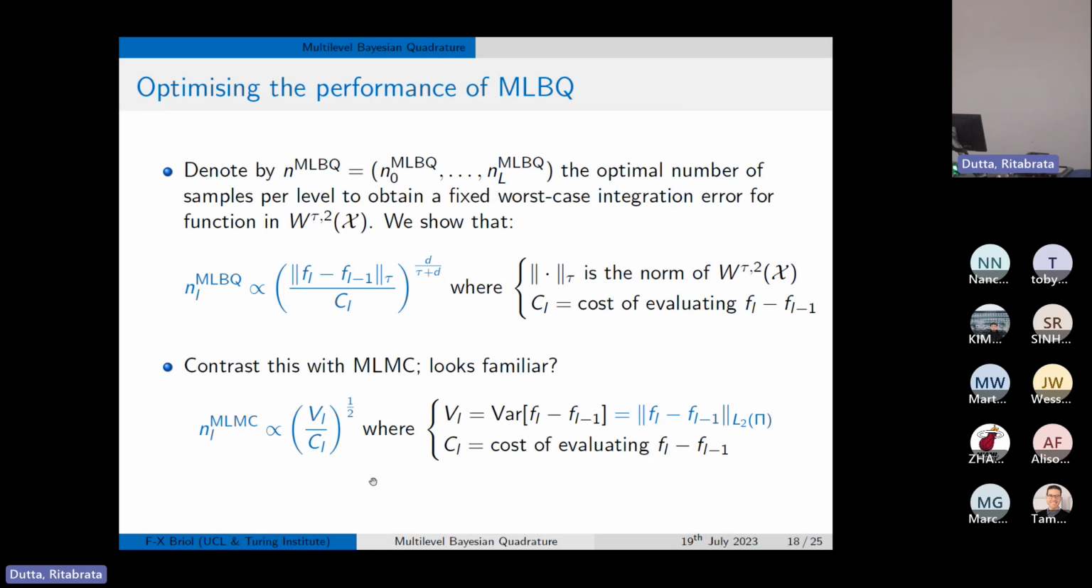So this was a multi-level Monte Carlo result. Essentially, I still have this CL at the bottom. I have a slightly different way of measuring regularity. And in fact, the variance, you can just write it also as a norm. It's just a norm in L2 as opposed to the Sobolev norm, and a slightly different coefficient. But again, there's a way of determining how to allocate your computational budget.